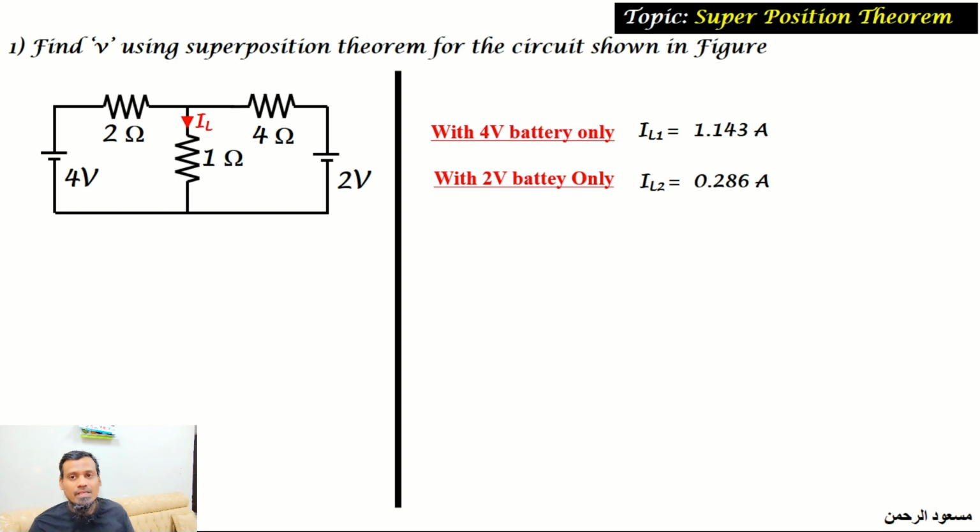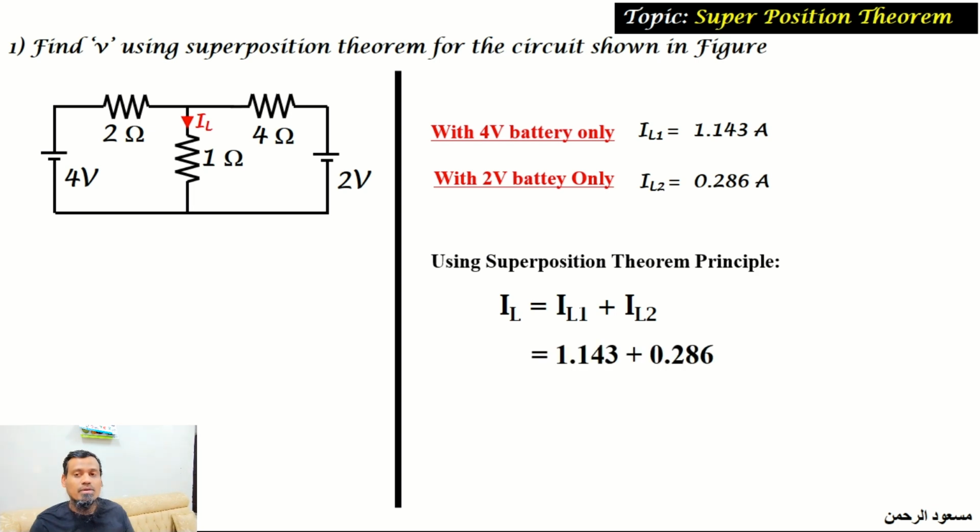Now by applying the superposition theorem principle, the total current through the 1 ohm resistance will be equal to the algebraic sum of the two currents which we found by considering each source at a time, which is IL equal to IL1 plus IL2. By substituting the values, IL can be found to be 1.429 amps. We have manually calculated.